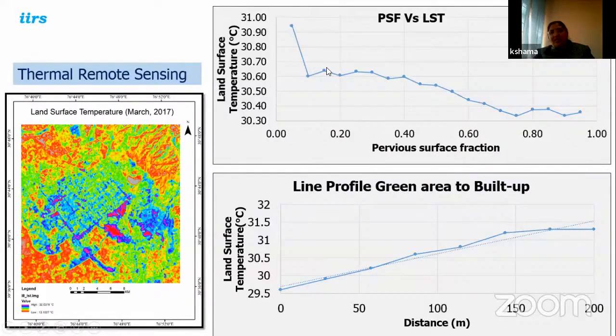We can see that pervious surface fraction means vegetation, water and bare soil. When it is increasing, your temperature is decreasing. Similarly, in this case we can create this kind of line profile, and we can see that from the park area, if we go away, nearly up to 150 or 180 meters, your temperature stabilizes.